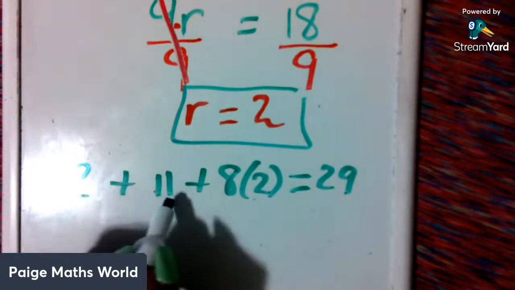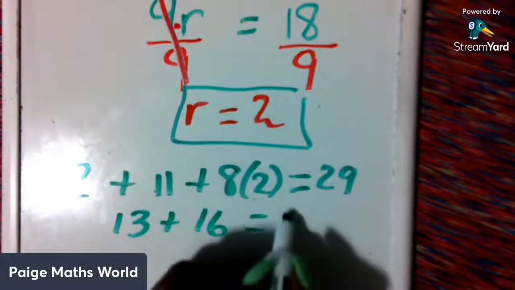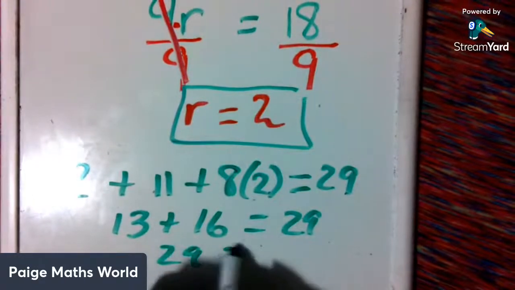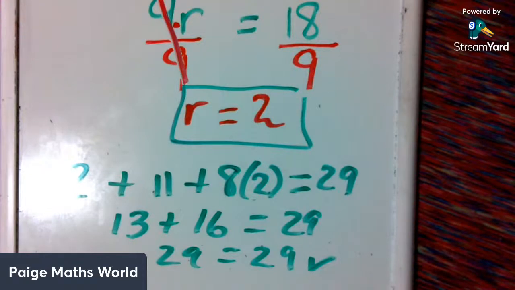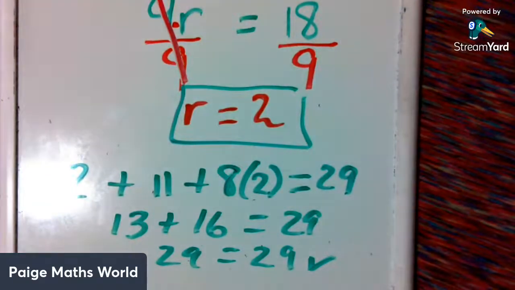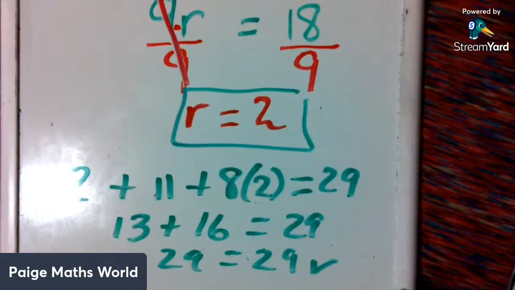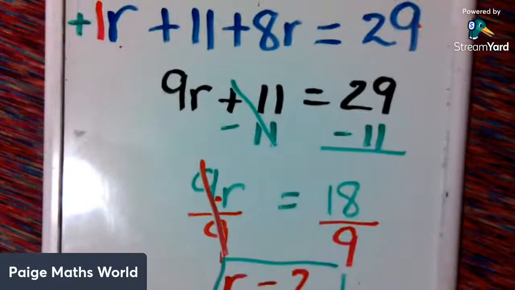2 plus 11 is 13, plus 16 is equal to 29. 13 and 16 is 29. 29 is equal to 29. And so the statement is true, right? r is indeed equal to 2. Do we have any questions? So we just proved that r is equal to 2.